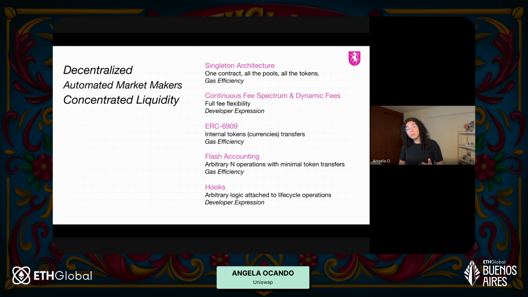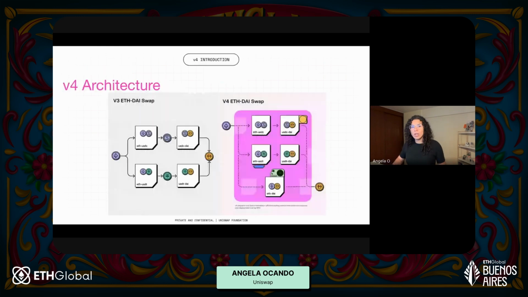Also ERC 909, or flash accounting, which basically allows you to have a more real trading experience in a decentralized way, from internal token currency transfers to arbitrary operations with minimal token transfers. Of course, super positive for gas efficiency. And then hooks, which I mentioned at the beginning of this talk, which is basically arbitrary logic attached to the lifecycle operations, meaning before and after the swap, you can decide the rules. But let's dive a little bit into what I just mentioned in practice.